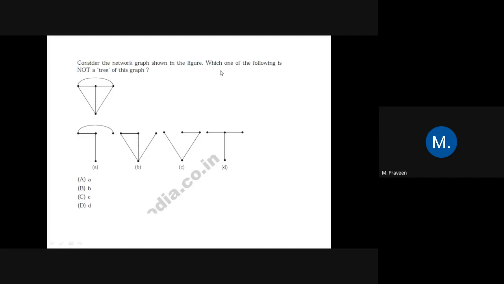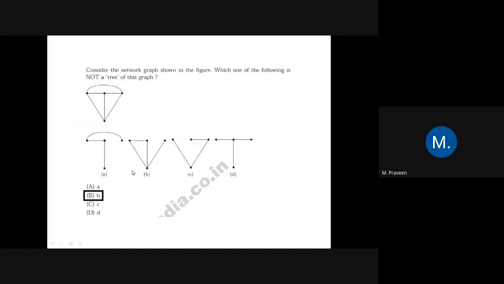So here the question they are asking is, which one of the following is not a tree of this graph? Among A, B, C, D, B has the closed loop. Therefore, B is not a proper tree. Therefore, the answer for the question is option B. For a tree there must not be any loop. A, C, and D don't have any loop. Only B has a loop. So option B is the correct answer for the second exercise problem.